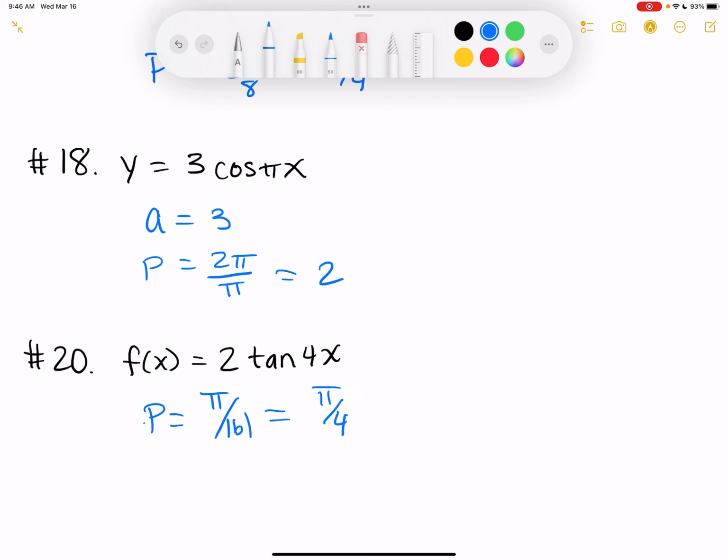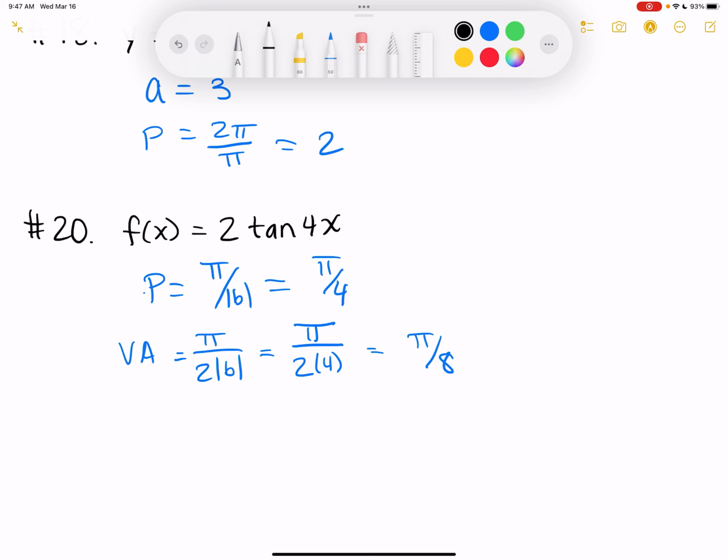Yep. And then the vertical asymptote, what is that formula? It's pi over 2 times the absolute value of b. That's a mouthful. So pi over 2 times 4 is pi over 8. All right, pi over 4, pi over 8.